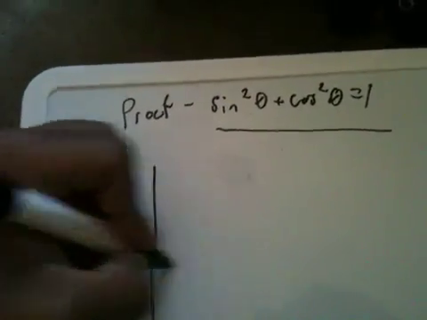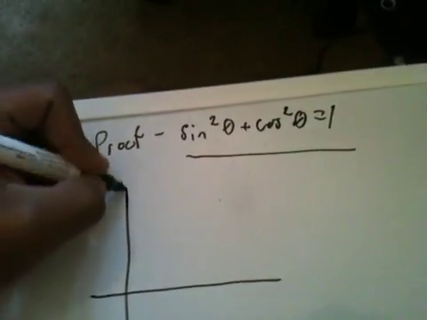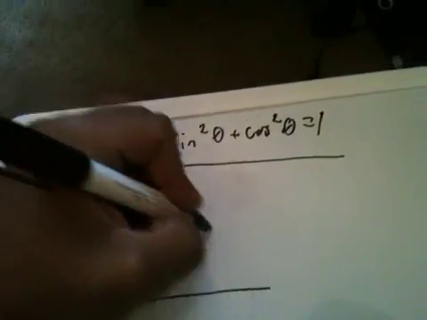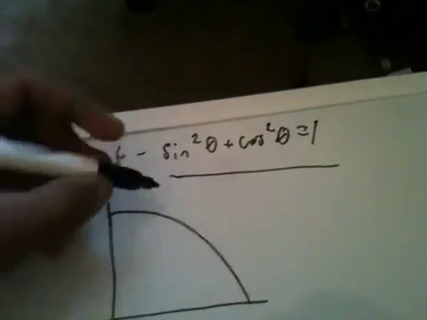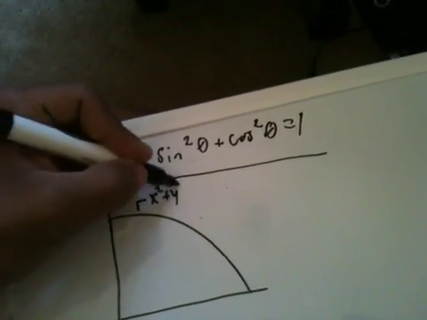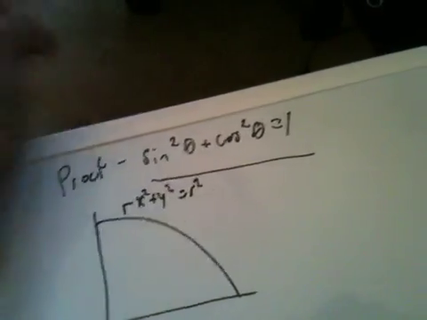That's my y-axis. And I'm only going to draw the first quadrant of this circle. It's going to be centered at the origin. Alright, that's close enough. Best I can do. That's going to be a circle of equation x squared plus y squared equals r squared.